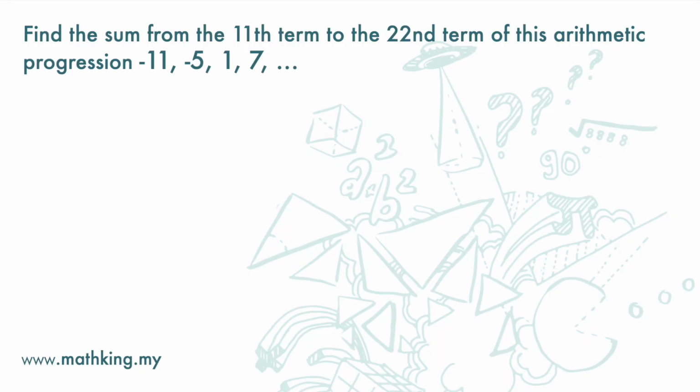Find the sum of the 11th term to the 22nd term of this arithmetic progression. Let's see. What do we know about this question? We have A, the first term. The first term is negative 11. We also know D, the common difference. The common difference is 6.